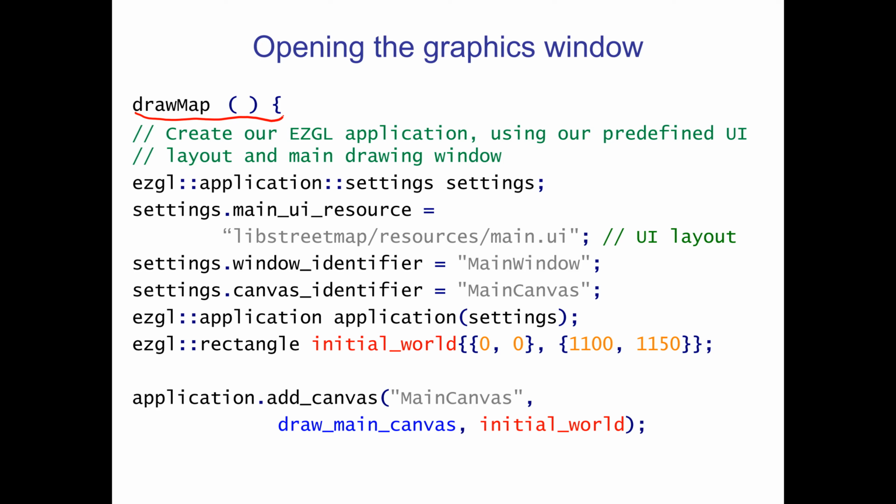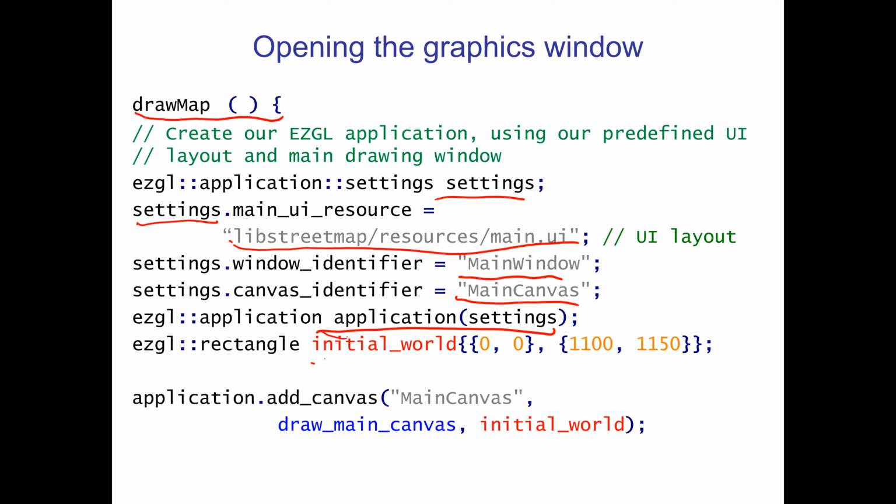You're basically going to set some settings for EasyGL. So there's a settings object. You're going to tell it, here's a file that has the layout of the windows. We've already given you one, so you can just use that. You're going to tell it a little bit of information about what's the name of the main window and what's the name of the main drawing area, where you're going to draw your city. And you're just going to use these values. We've set this up for you. You're going to create the window now.